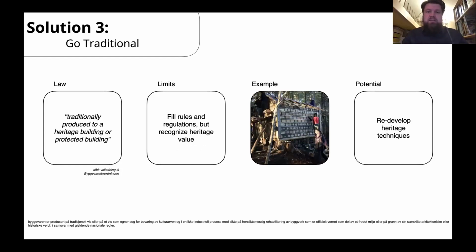The last one is you can go traditional. If you're working on a heritage building or a protected building, you can redevelop all the heritage techniques and learn as much as you can, and then take that learning back to normal buildings in 5 years' time. So you still have to follow the rules and regulations, but here's a nice example in the picture of us building a 500 millimeter thick masonry-style cord wall out of old logs, which is an interesting building process.